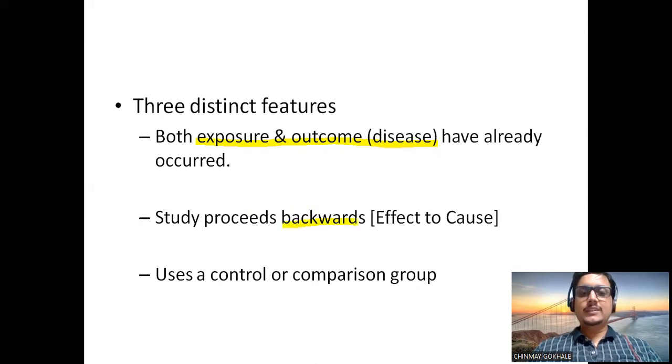Study proceeds backwards, and that means the study proceeds from effect to cause. In technical terms, backwards can be referred to as a retrospective study, or in other words, we are looking from effect to cause. The effect has already happened. We are trying to find out whether the cause may be related or not. And this study is going to use a control group or a comparison group for sure. As I said, control here does not mean to stop, but it means having a comparison group.